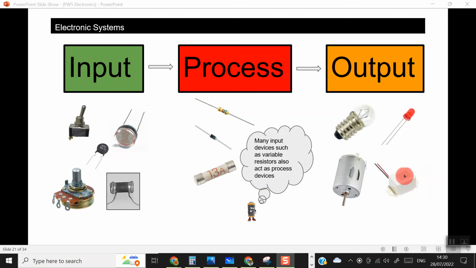So that is the electronic system. We looked at parallel and series circuits, and then we looked at the start of how to go about designing a circuit to take an input, process it, and then provide an output.